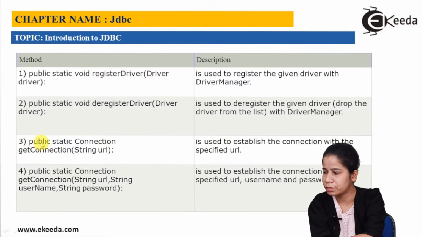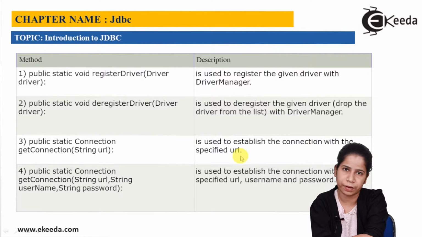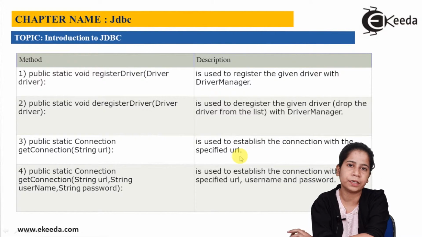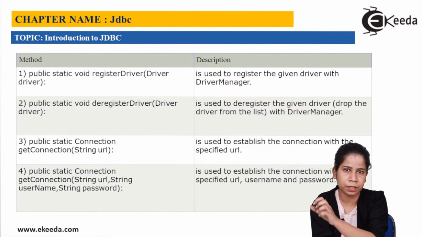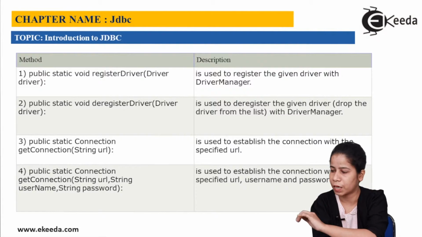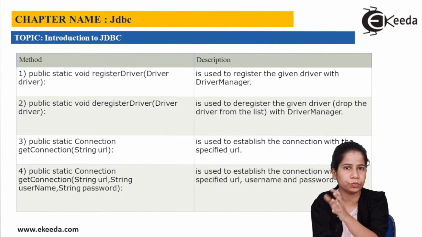So the third method is public static Connection getConnection, and here you have to provide the database URL, which is in a string format. It is used to establish a connection with a specified URL. The specified URL is nothing but a representation of your database. It is nothing but a link to your database. How you can get that link, I will show you in the next demo.